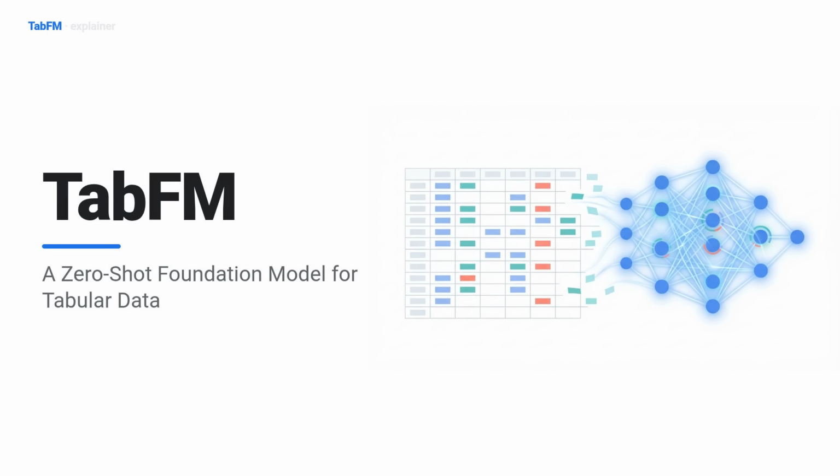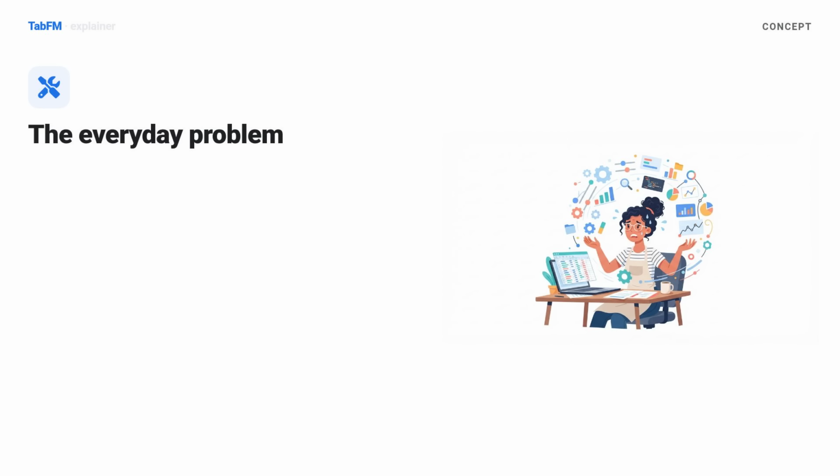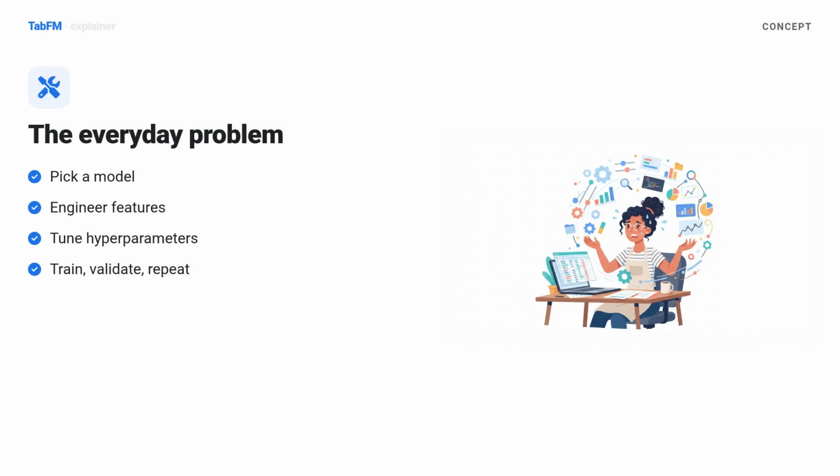TabFM, a zero-shot foundation model for tabular data. Most machine learning on spreadsheets still looks like this. For every new table, you pick a model, handcraft features, tune a pile of hyperparameters, then train and validate over and over. It works, but it is slow and it is manual.